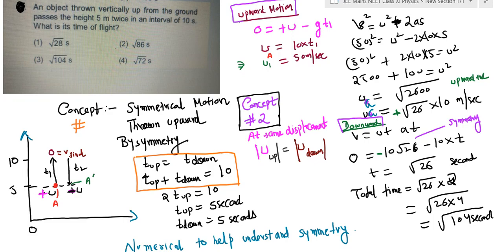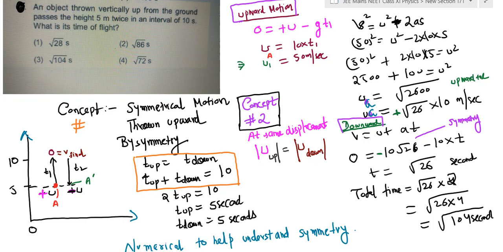So when you're analyzing the velocity at the ground, it will be the same as the velocity with which the body was projected. So do this in the following sequence. Number one, use the principle of symmetricity at point A and A dash, 5 seconds each. Calculate the velocity at A. Use that velocity at A to calculate the ground velocity.